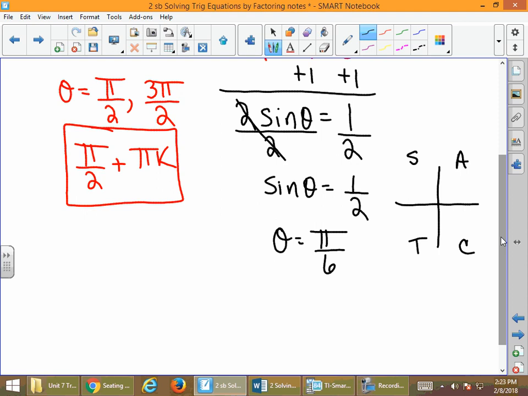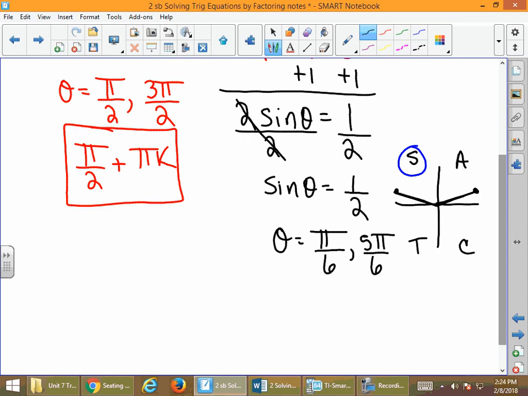But where else is sine positive? Well, it's also positive in the second quadrant. And what's the pi over 6 angle in the second quadrant? 5 pi over 6. So pi over 6 is somewhere around there, and 5 pi over 6 is somewhere around here. Can we draw a straight line between those two?